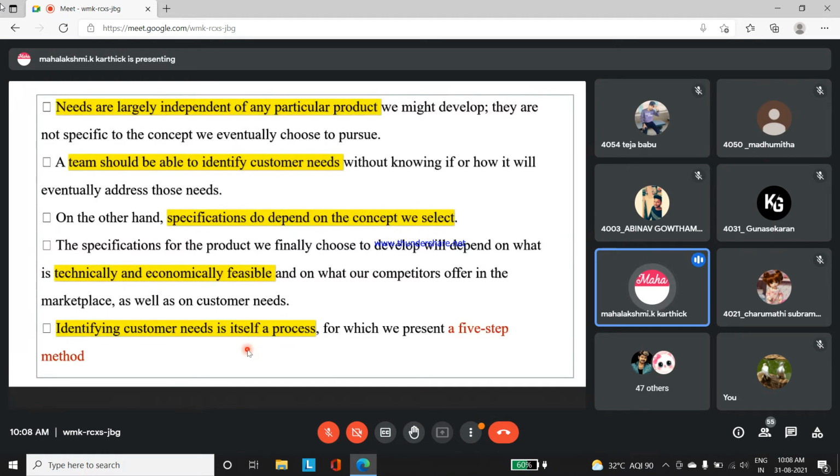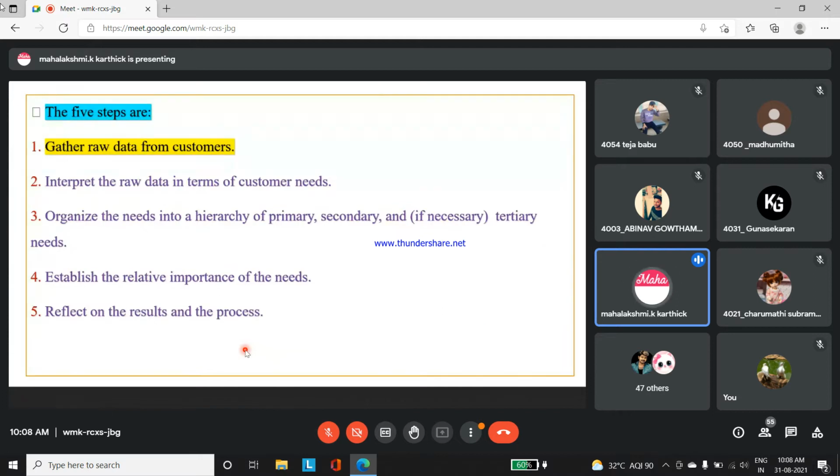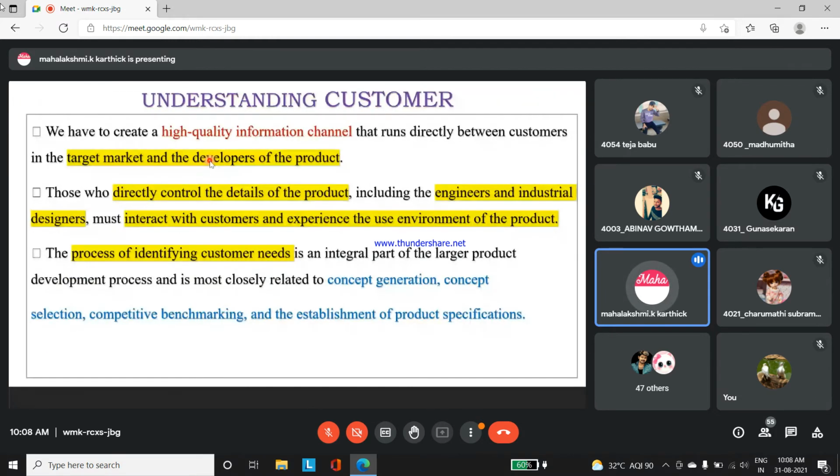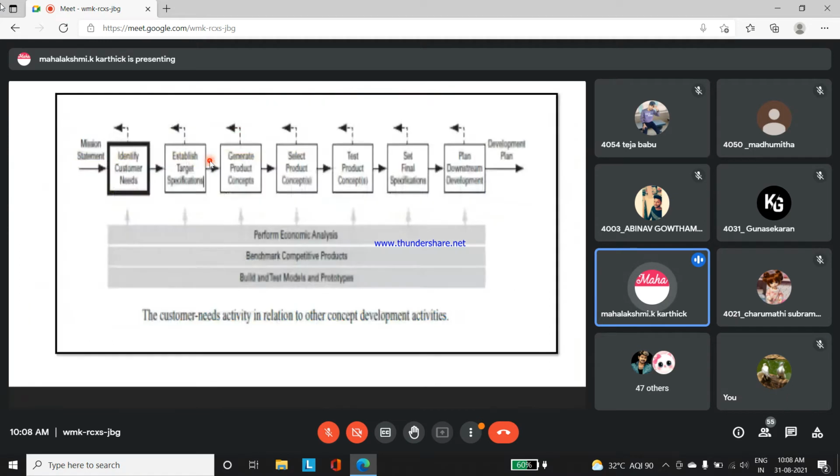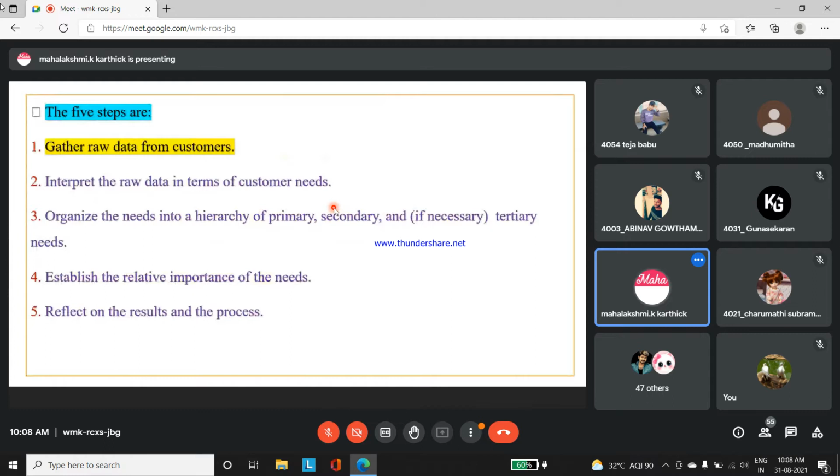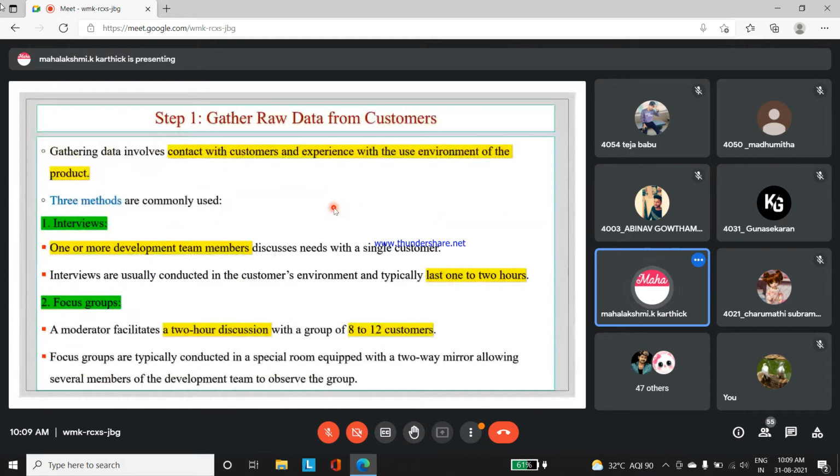What is the 5 steps method? The first step alone we are going to discuss today: gather raw data from customer. Till now we have understood the real meaning of why we have to give more importance to understanding the customer. Those points were discussed till now. And you have to understand the flow of the concept development process, which is closely related with understanding the customer. Next we'll go for the first step, which involves gathering raw data from the customer.